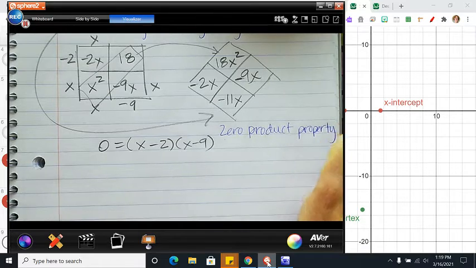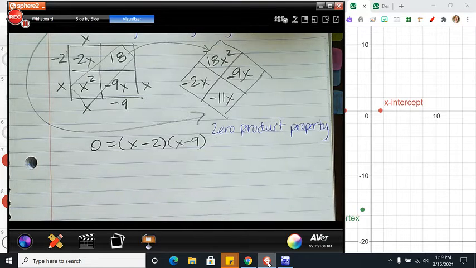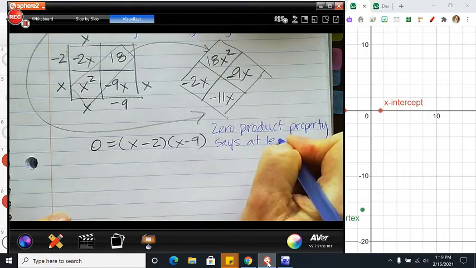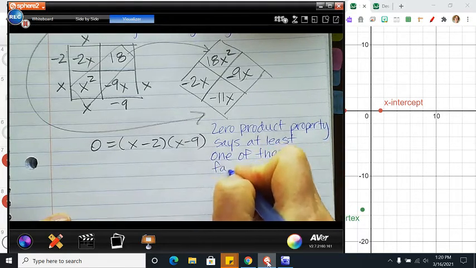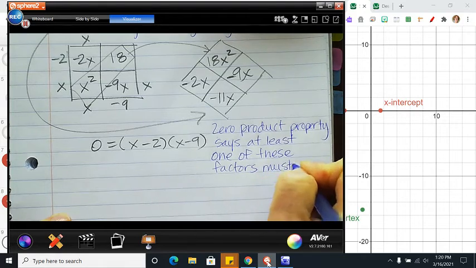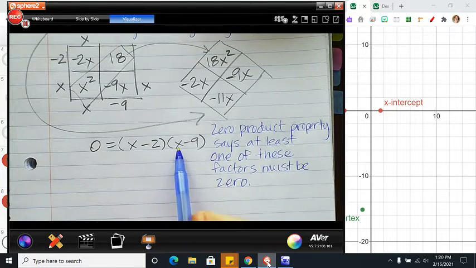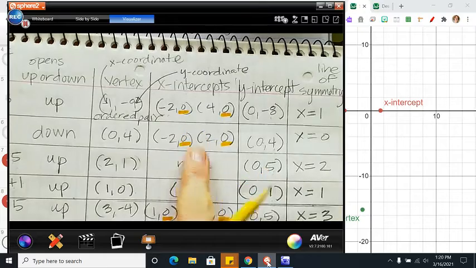property. And yes, you do need the written part. Let's see, I shortened this today when we did it. What did I write? Says at least one of these factors must be 0. So this is a factor, x minus 2 is a factor, x minus 9 is a factor, and we're using zero product property to find our x-intercepts. So all of this is to figure out these x-intercepts.